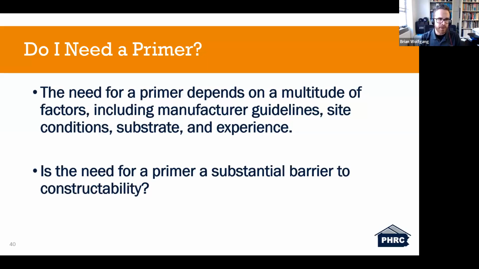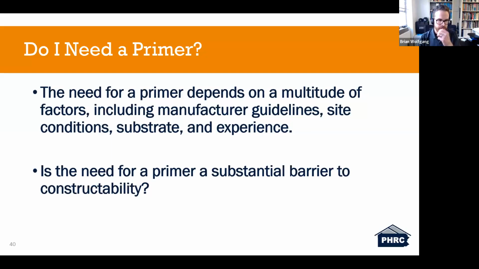I think what you want to avoid is a subcontractor or a crew avoiding the use of a primer because they don't want the extra step, when in fact that product needs the primer. And it's interesting though, because for some folks, needing a primer is going to make them consider alternative products like liquid flashing. For others, it's really not a problem.